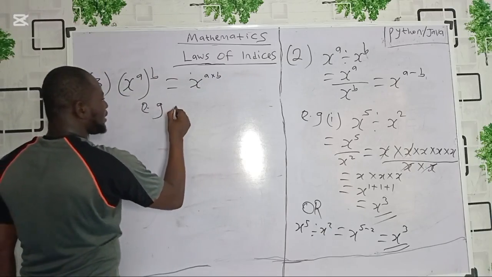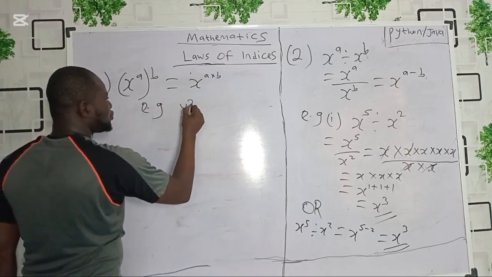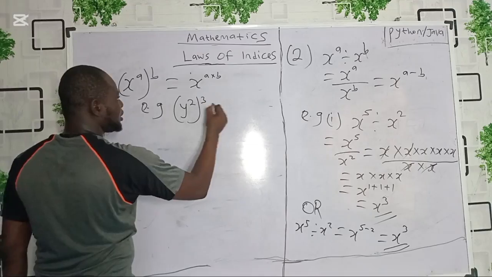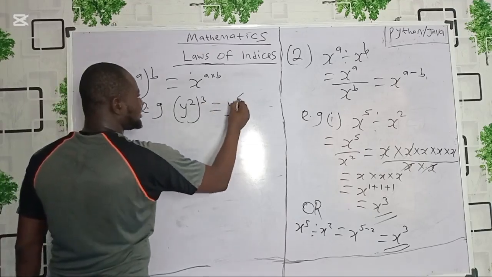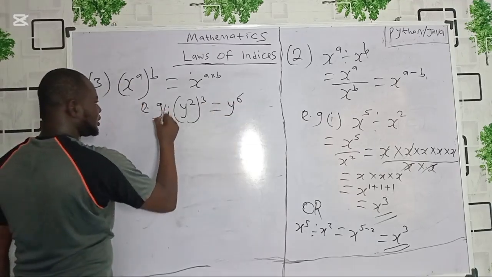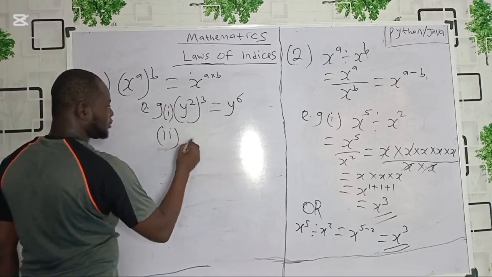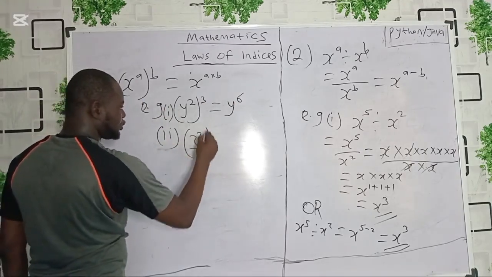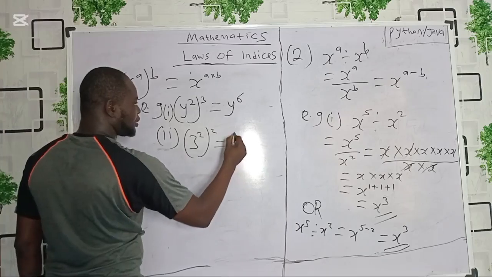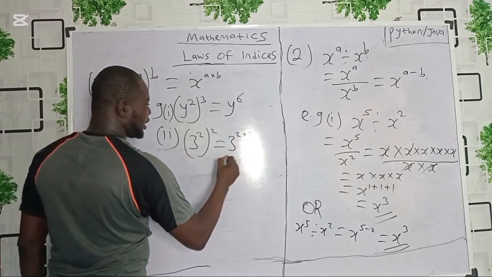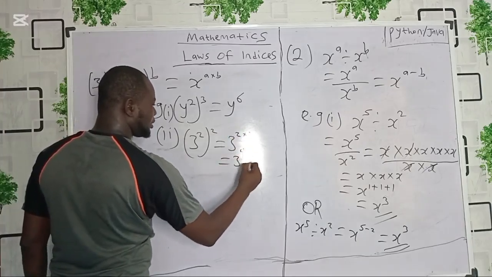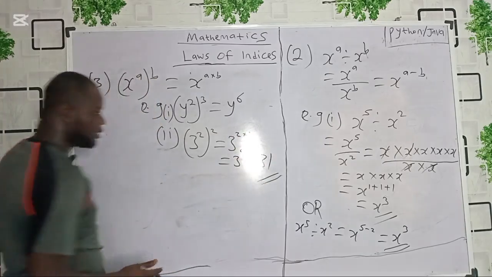Example here, if I have something like y raised to the power of 2, everything raised to the power of 3, that's going to be y raised to the power of what? 6. Another example, let's say this Roman figure 1. If I have something like 3 raised to power 2, then raised to power 2. This will be 3 raised to power 2 times 2, okay? And this is going to be 3 raised to power 4. That's what? 81. Are you with me?